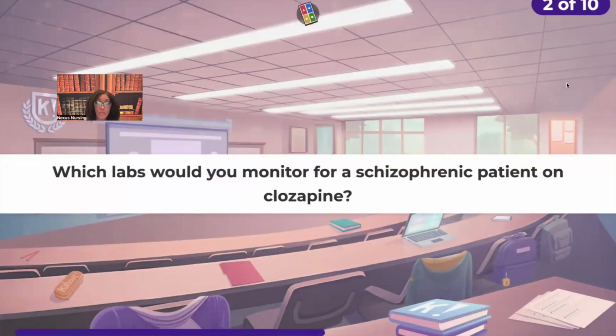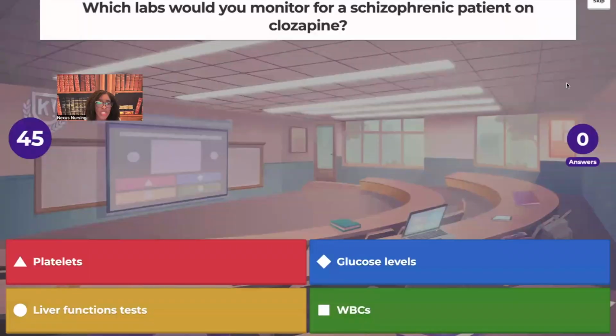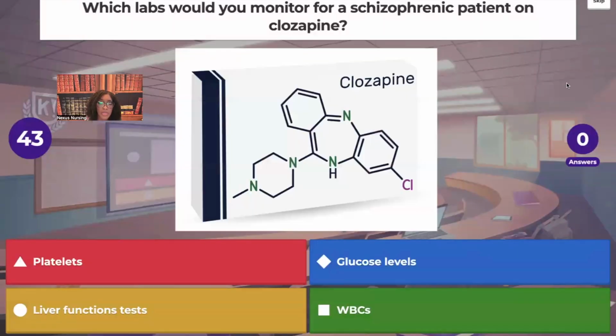Which labs would you monitor for a schizophrenic patient on clozapine? Would it be platelets, glucose levels, liver function tests, or WBCs? We're talking about clozapine. What are you going to be checking for?